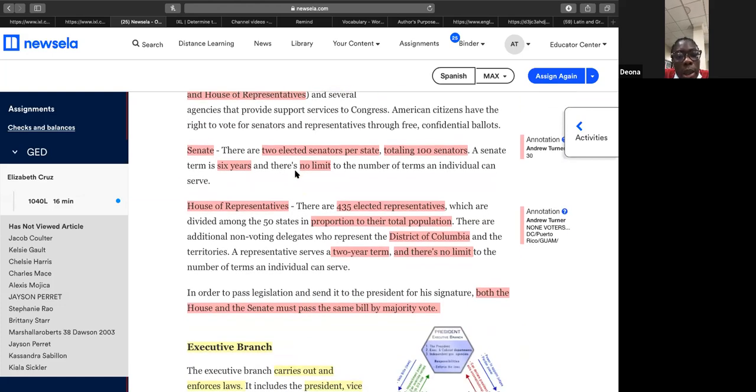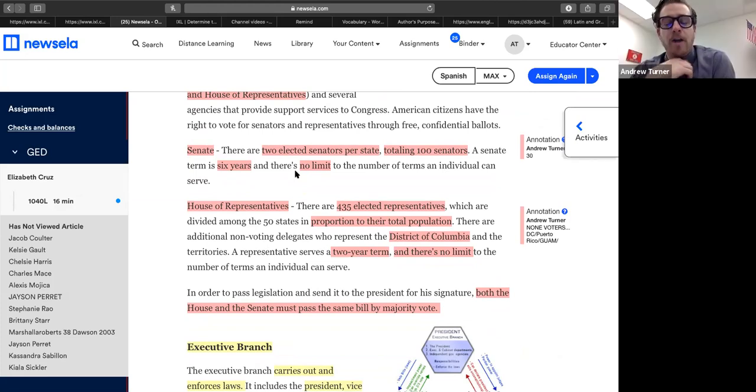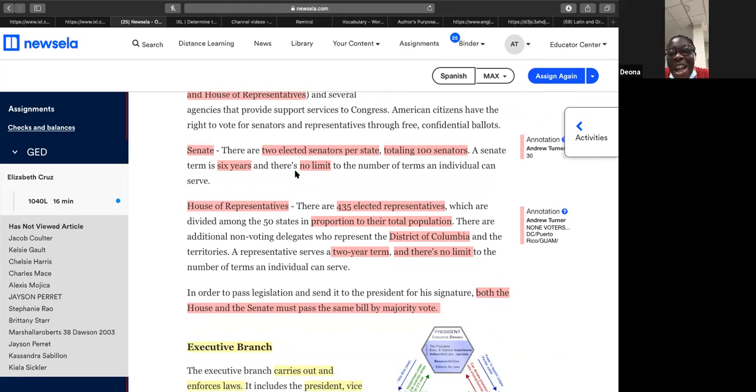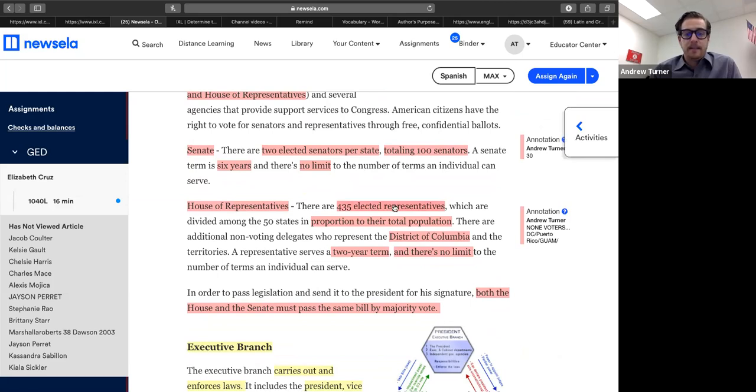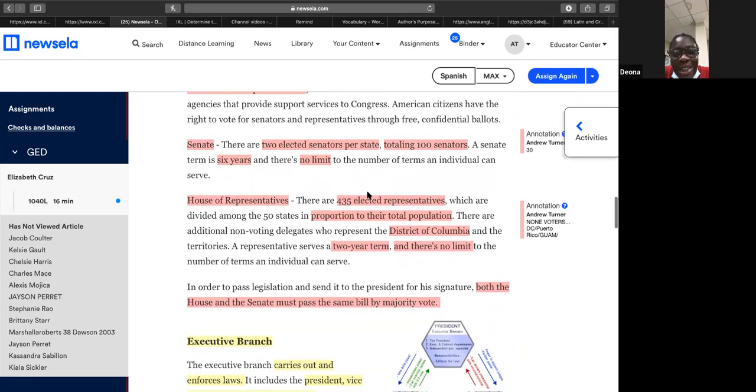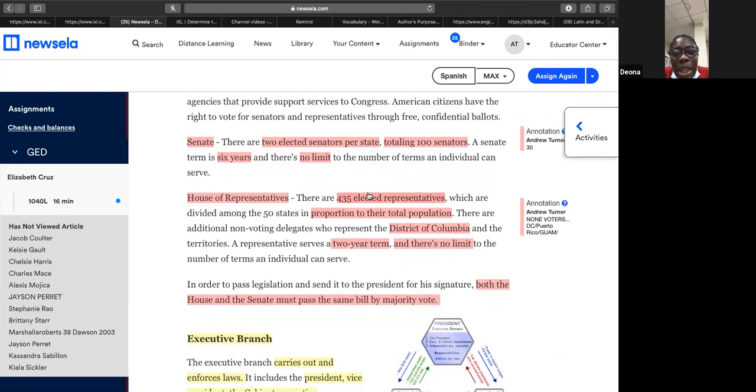There are 2 elected senators per state. Boom, 100. Totaling 100 senators. A Senate term is 6 years, and there's no limit. No limits. It's crazy. To the number of terms an individual can serve.